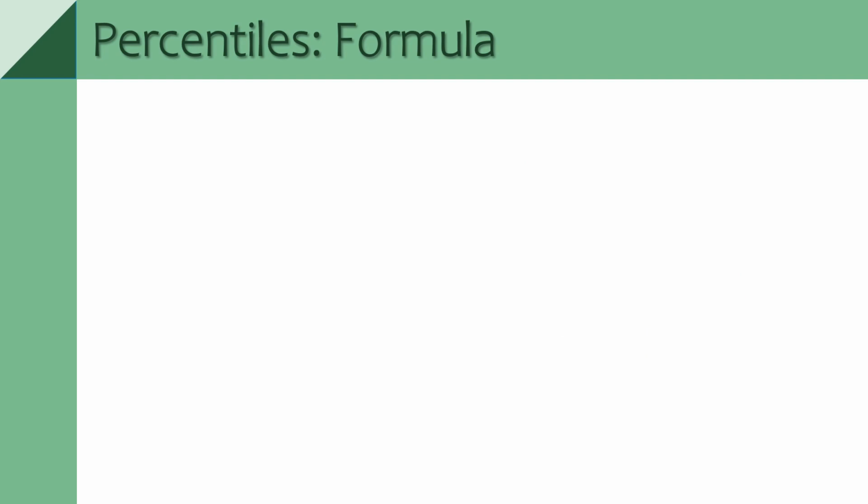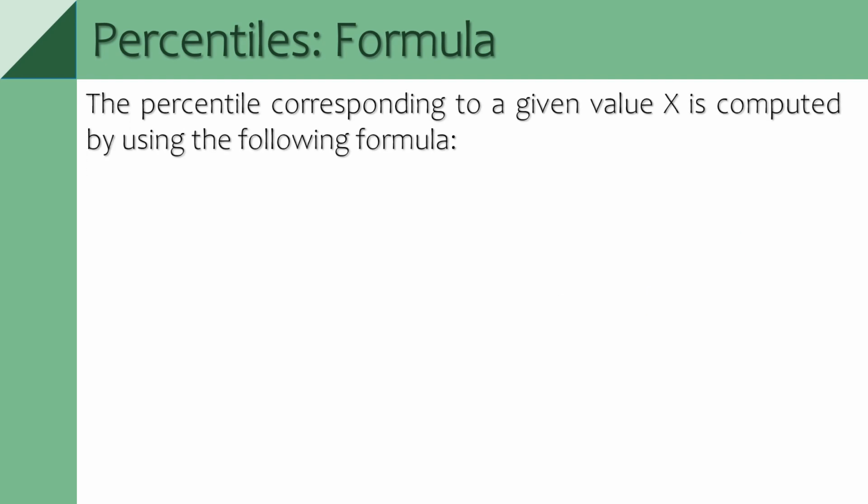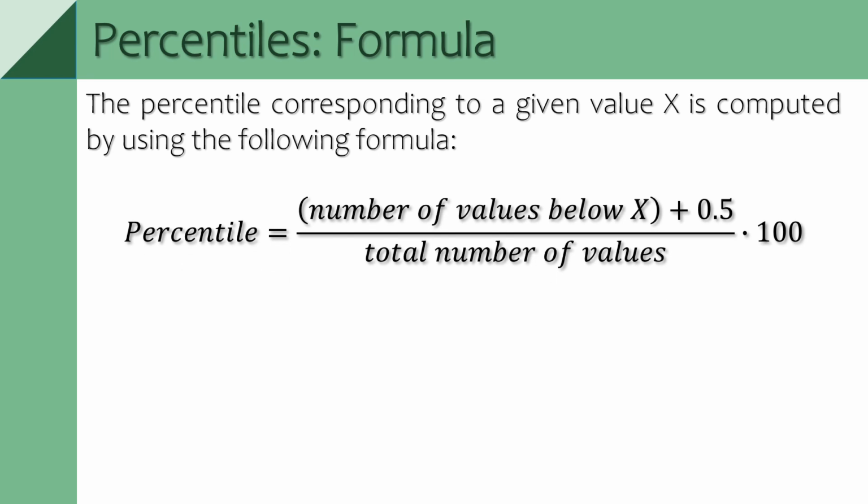Okay, so for the formula, the percentile corresponding to the given value x is computed by using the following formula. Percentile is equals to the number of values below x, plus 0.5, over the total number of values, multiplied by 100. So, itong number of values below x, bibilangin natin yon. Okay, so ilan ba yung values below x? Excluded sa x, ha? Okay.